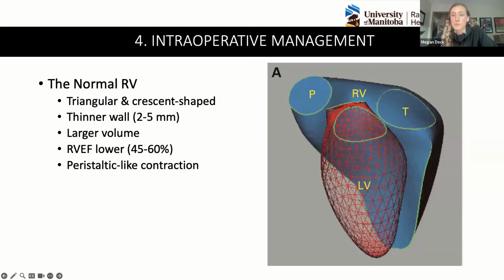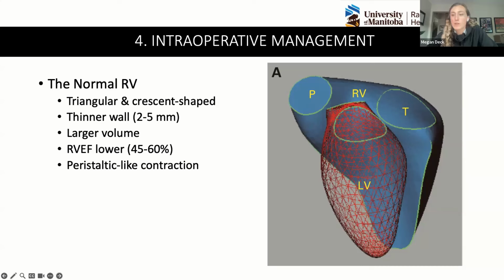Now, before we delve into the specifics of intraoperative hemodynamic management, I think it's pertinent to review some of the basic physiology and pathophysiology of right heart failure. The RV differs greatly from the LV. In contrast to the ellipsoidal LV, the RV is triangular from side to side, crescent-shaped in cross-section, and wraps around the LV. The RV has a larger volume than the LV, hence its ejection fraction, 45 to 60%, is less than the LV. In contrast to the circumferential, longitudinal, and radial contraction of the LV, RV contraction occurs with a peristaltic-like movement beginning at the base and progressing toward the outflow tract.